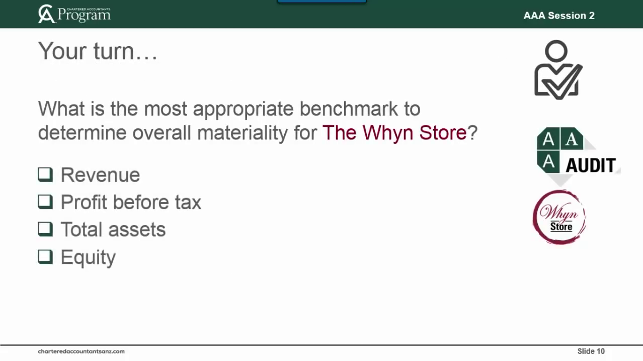Over to you. So what is the most appropriate benchmark to determine overall materiality for the wine store? Is it revenue, profit before tax, total assets, or equity? Click pause and think about the most appropriate answer. And when you have your answer, click play.